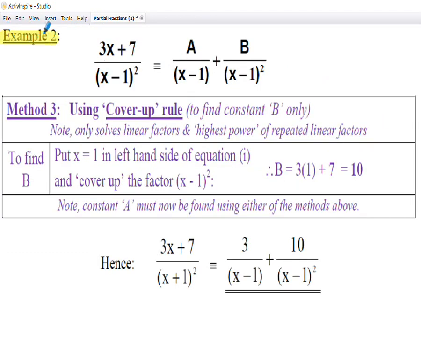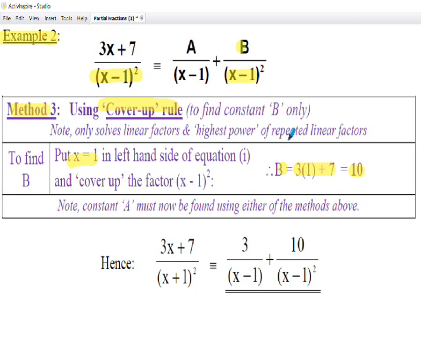Okay, continuing example 2 here, I'm going to use method 3, which is the Coverup rule. I've just repeated the above line for convenience. Now, the Coverup rule can only be used to solve for the highest power of a repeated linear factor. So in this case, the only term I can find is the b term. Using the Coverup rule, the value of x I need to make that bracket go to 0 is x equals 1. Then I cover up the x minus 1 squared on the left hand side and simply put the value of 1 where I see an x. So I get b is equal to 3 times 1 plus 7, which is 10.